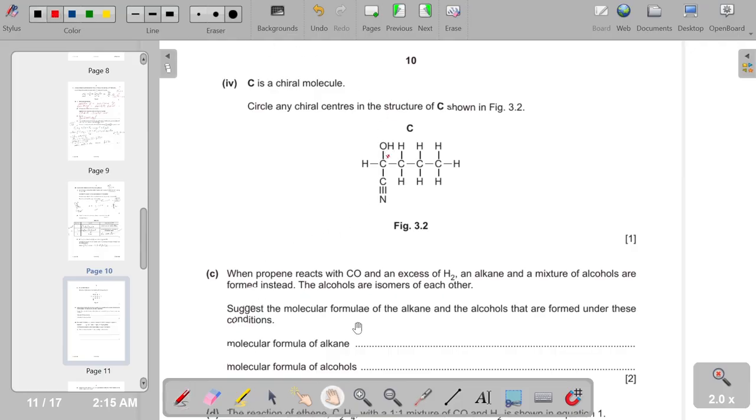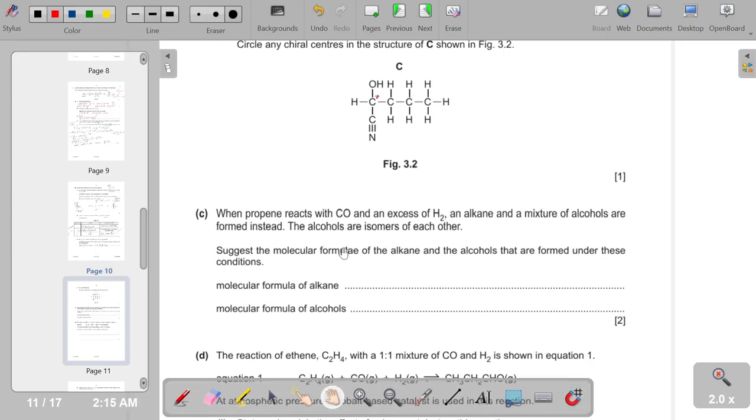When propene reacts with carbon monoxide and an excess of hydrogen, an alkane and a mixture of alcohols are formed instead. The alcohols are isomers of each other. Give the molecular formula of the alkane and the alcohols that are formed under these conditions. So the alkane we can get is C3H8.